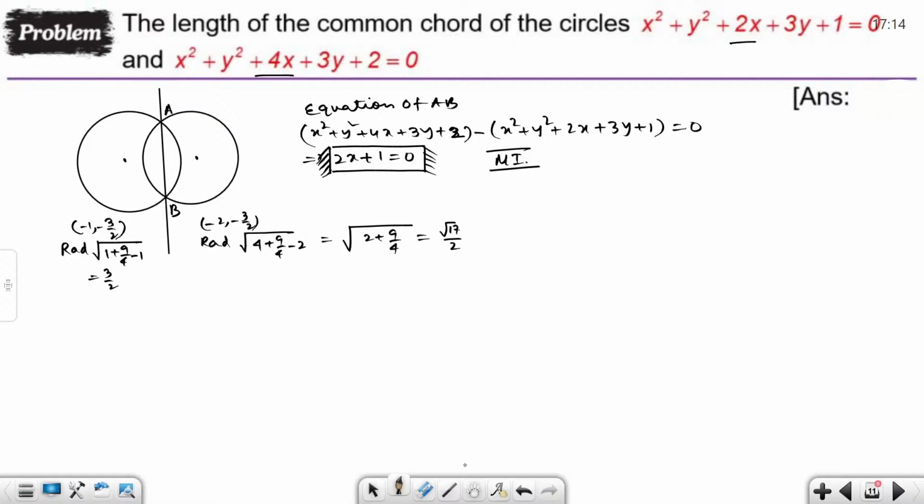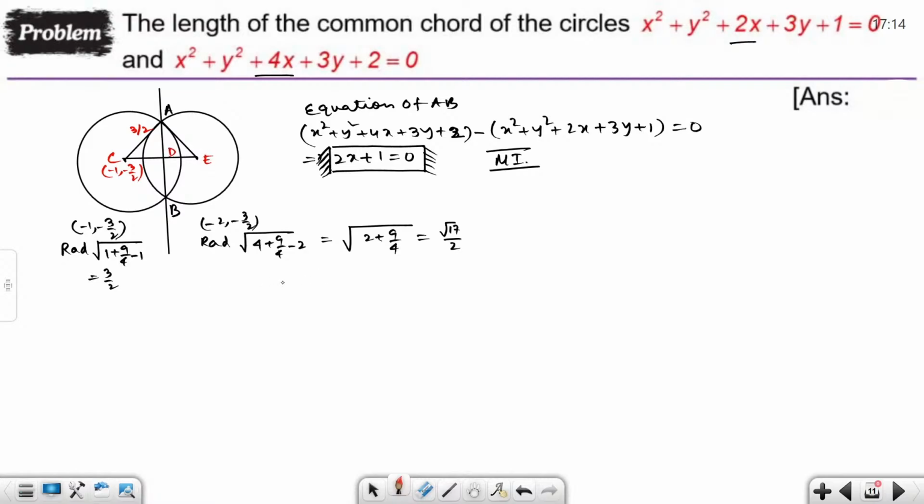Other way is, you can simply join their centers, and then you join this center with the point A as well as the other center also from point A, right? Now observe carefully, the radius for this circle is 3 over 2 and the center is minus 1 comma minus 3 by 2. Let me just give a name of this. Let us say this is my C and this is my D.